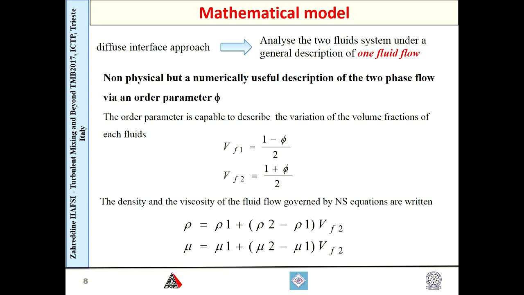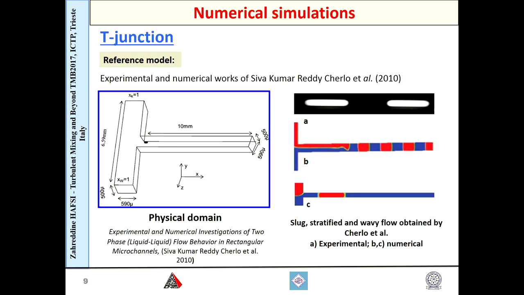So these expressions give a general description of the system via the phase field method. We are not talking about fluid one and fluid two. We are talking about a system as if we have one fluid flow. And this is very, very useful numerically.